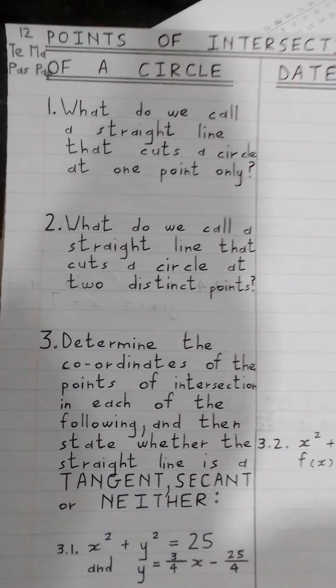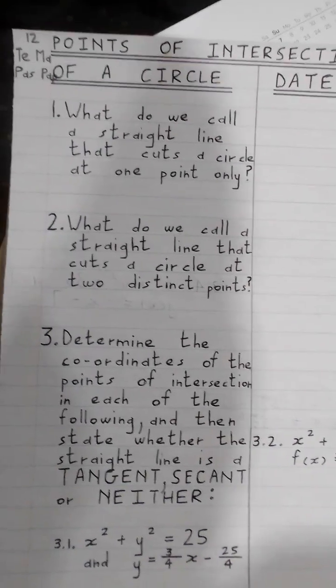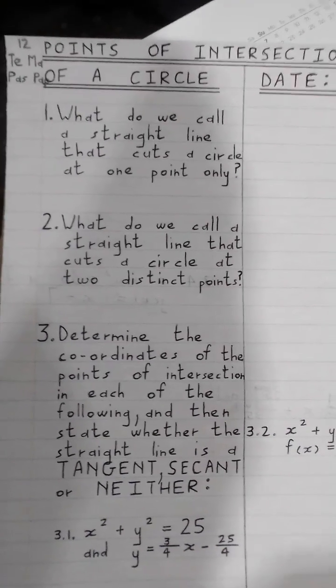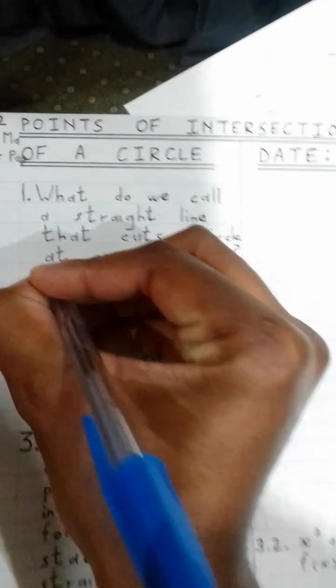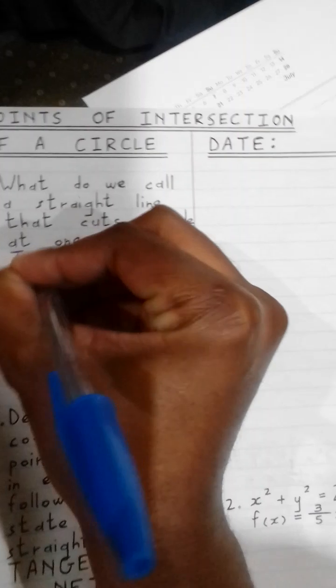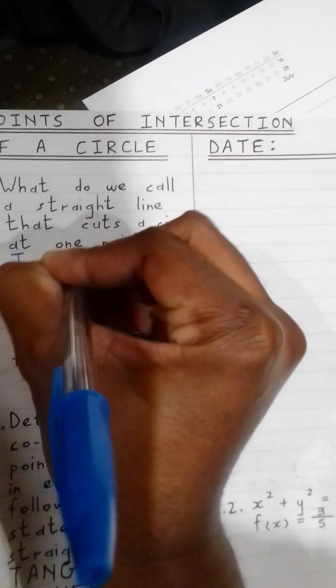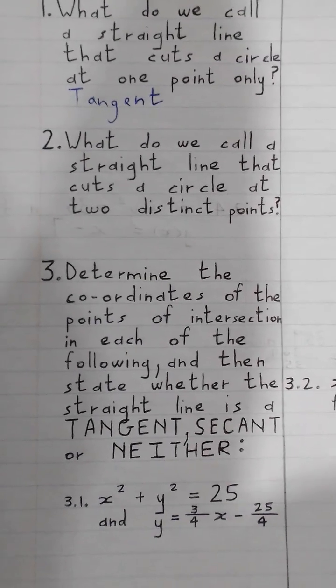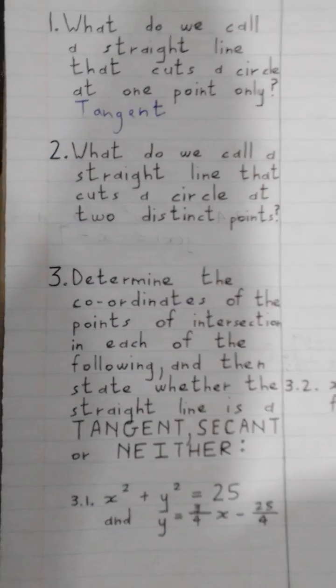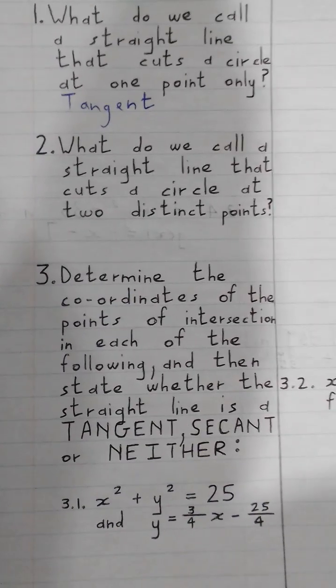Number 1 asks, what do we call a straight line that cuts a circle at one point only? Remember, a straight line that cuts a circle at one point only is a tangent. Number 2 asks, what do we call a straight line that cuts a circle at two distinct points? Distinct means different, so two different points is a secant.